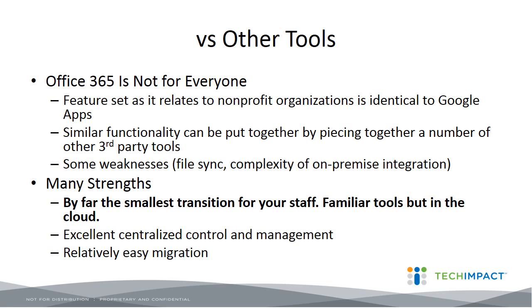And Office 365 does have some weaknesses. The file synchronization functionality is nowhere near as good as Dropbox, at least not yet. And there's a lot of complexity if you want to integrate it with your on-premise servers, which we'll go over. On the other hand, Office 365 offers by far the smallest transition for your staff. It's familiar tools, but they're in the cloud. So very, very easy change for them. And a lot of really good centralized control and management, and relatively easy migration, particularly from Exchange Server, particularly versus Google Apps. So I just wanted to offer this context.